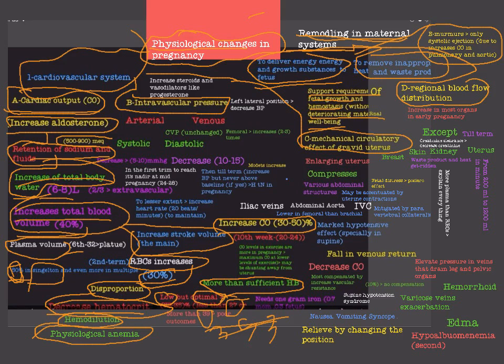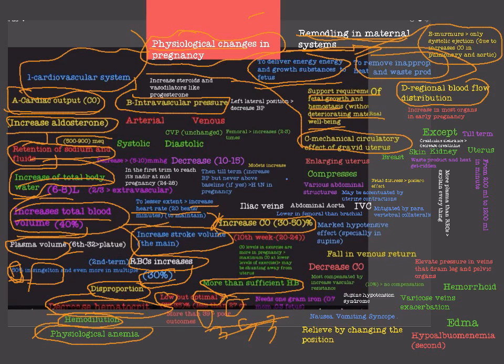Is increased stroke volume the only cause of increased cardiac output? No. An increase in heart rate will also increase the cardiac output. How much does the heart rate increase during pregnancy? We have an increase of about 20 beats per minute, okay. So an increase in both heart rate and stroke volume will lead to increased cardiac output. But what is first responsible for increased cardiac output? It is stroke volume. The second is heart rate, okay.